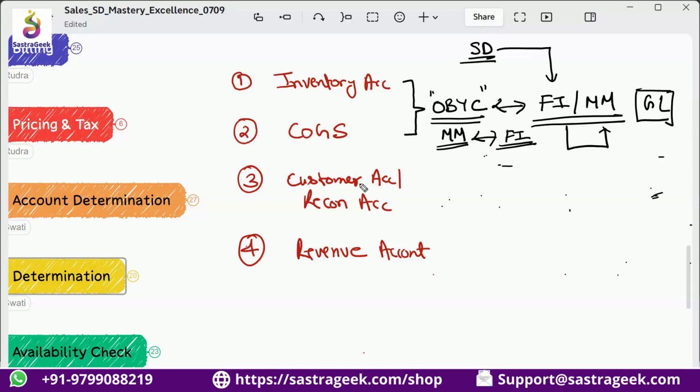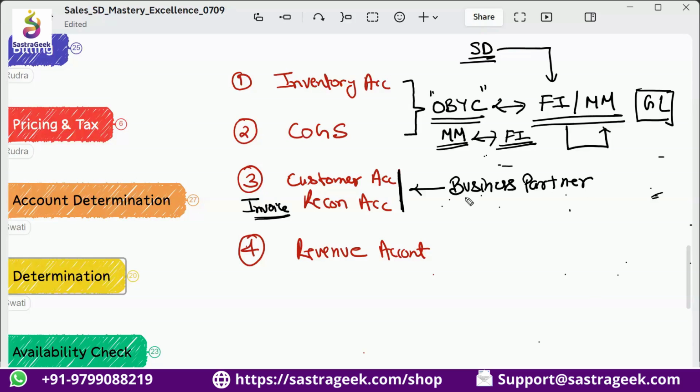Now the customer account and the reconciliation account, where do they come from? You have seen these coming when we generate the invoice, but where do they come from? Anyone has any idea? Where does the reconciliation account come from? BP, business partner, customer master, right? It comes from the business partner.